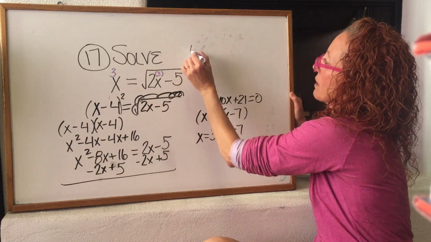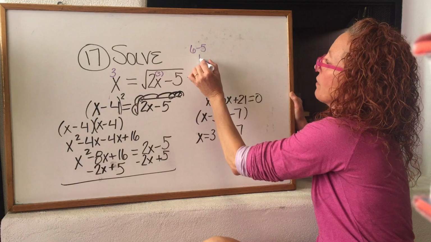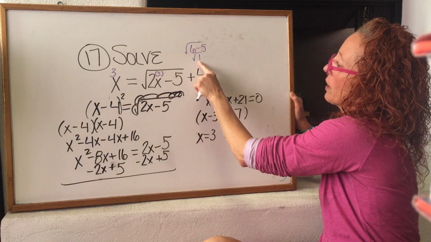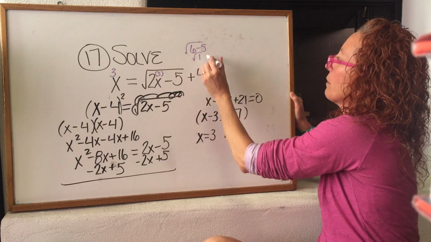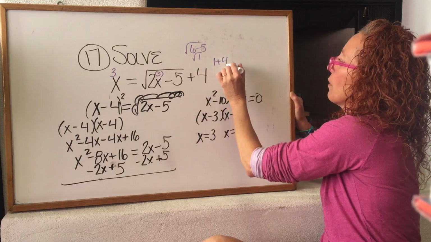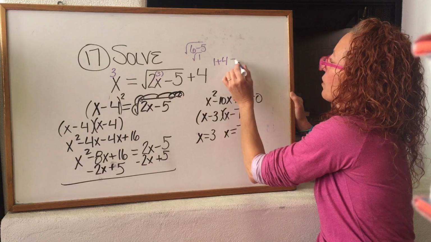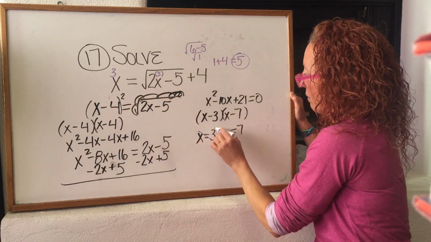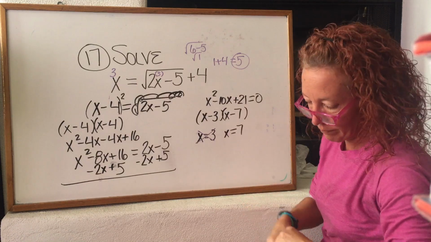2 times 3 is 6 minus 5 is 1. That's underneath that square root, so the square root of 1 is 1. 1 plus 4, oh look at that. 1 plus 4 is 5. 5 is not 3. We gotta cancel that one.